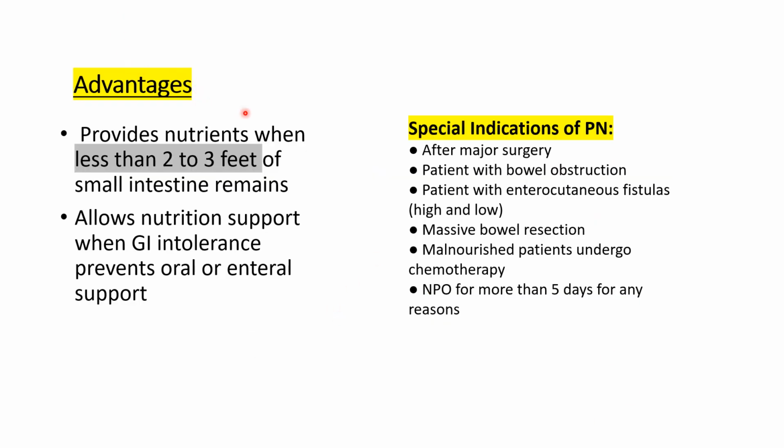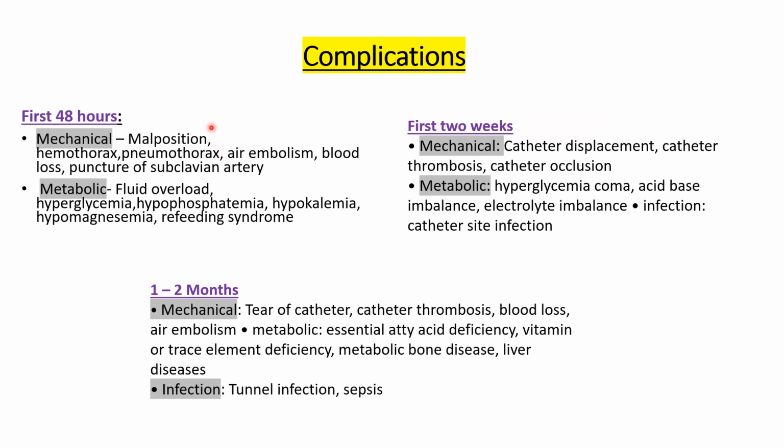So, advantages of parenteral feeding. It provides nutrients when you have only 2 to 3 feet of small intestine remaining, or when the GI tract is intolerant of feeds. Indications of parenteral nutrition may be after major surgery, bowel obstruction, enterocutaneous fistula, massive bowel resection, a malnourished patient undergoing chemotherapy, nil per os for greater than 5 days, or for any other reasons.